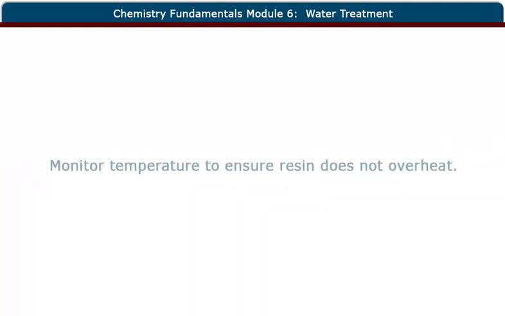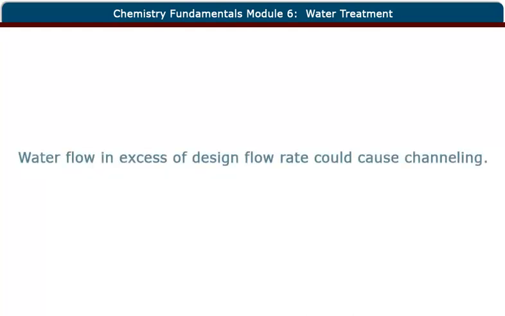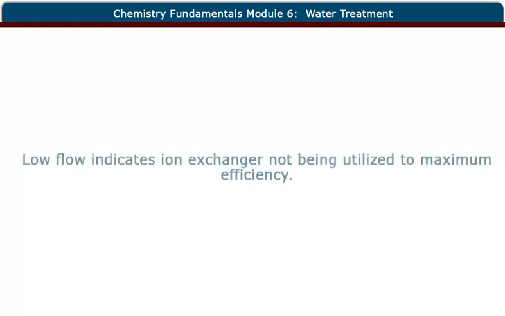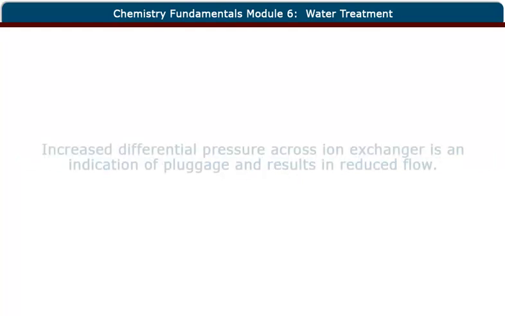The ion exchangers have temperature instrumentation to monitor temperature to ensure the ion exchanger doesn't overheat. It also has flow gauges to monitor the flow rate. Remember, excessive flow rate can cause channeling. But low flow may also be troublesome because the ion exchanger isn't operating at maximum efficiency when you have too low a flow. Differential pressure is also measured.